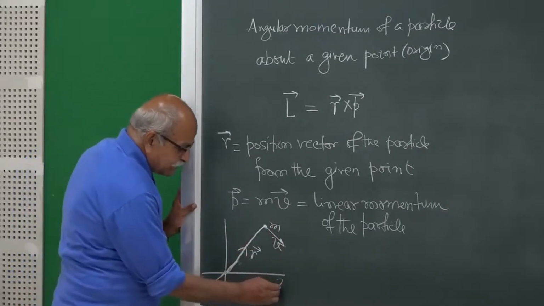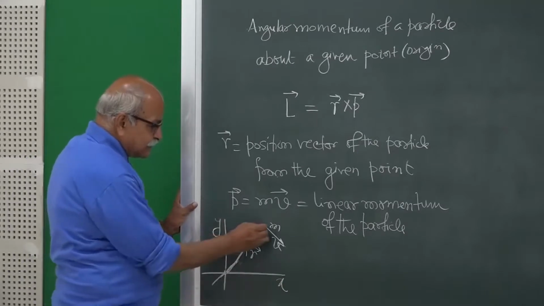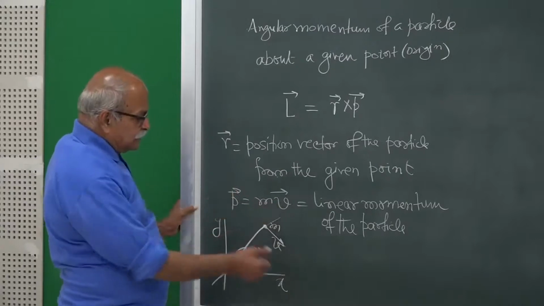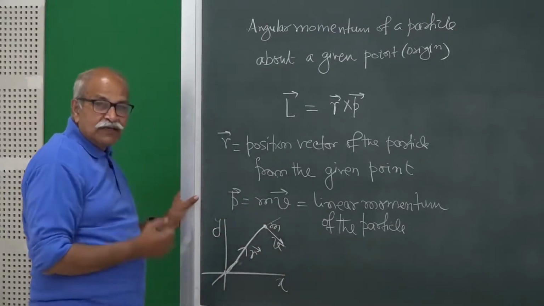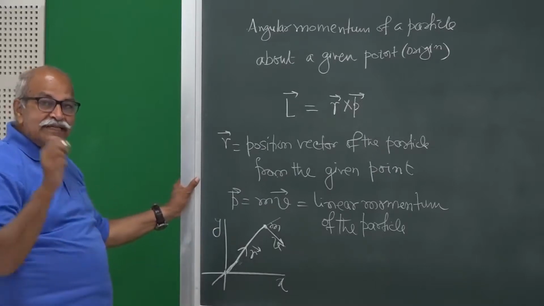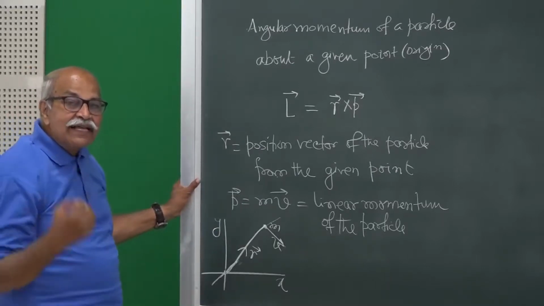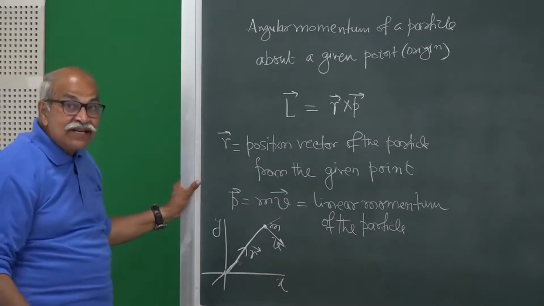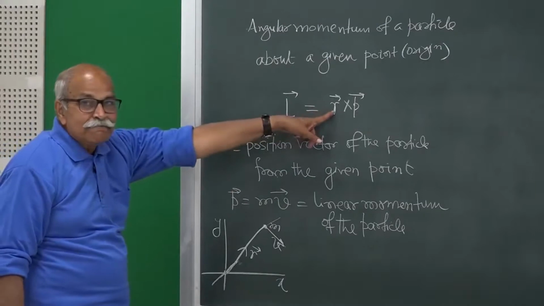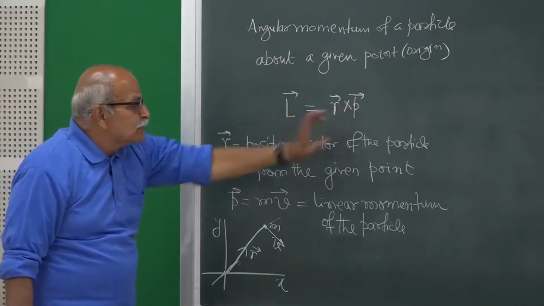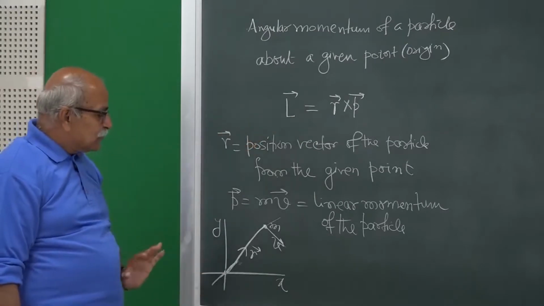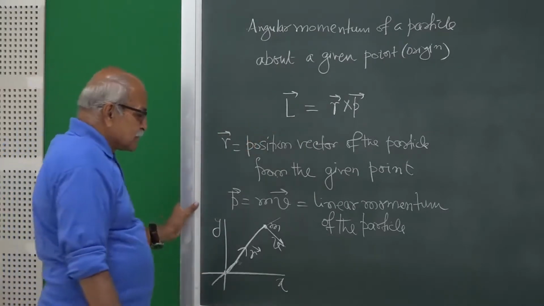In this diagram, if this is the x axis, this is the y axis, then for this r cross p, p will be in this direction, so the result will be going into the board, the minus z direction. So, angular momentum is a vector quantity, it has a magnitude and a direction, and the direction is perpendicular to this r vector and perpendicular to this linear momentum vector. So, that is angular momentum defined about that particular point.